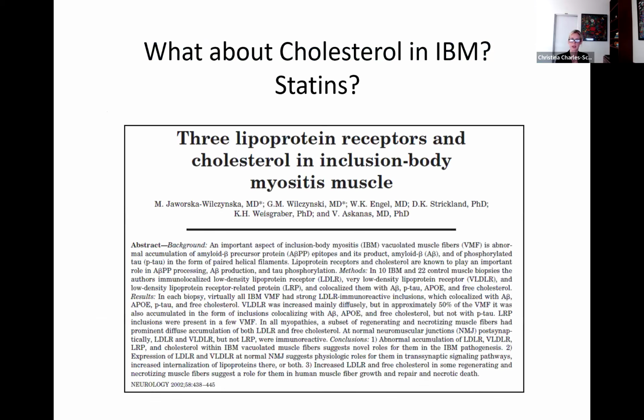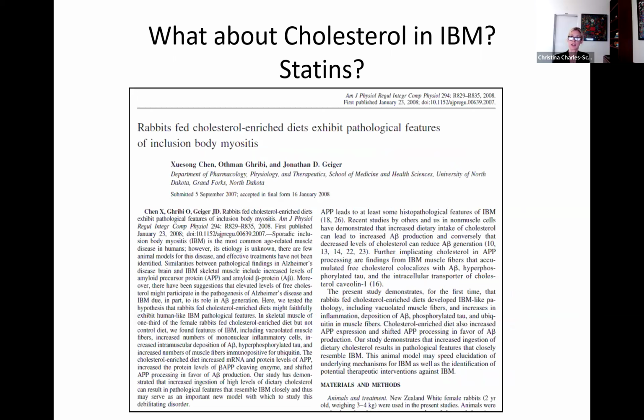There is some very interesting research that has been done, for a lipid geek like myself, in IBM, okay? They've actually looked at muscle from IBM patients and found that there's increased expression of the bad cholesterol, the LDL, near these inclusions, right? As well as different LDL, VLDL receptors in patients with IBM. This was human data.